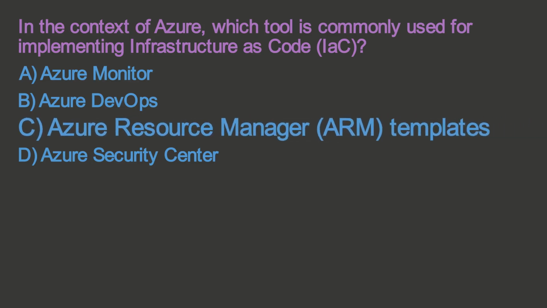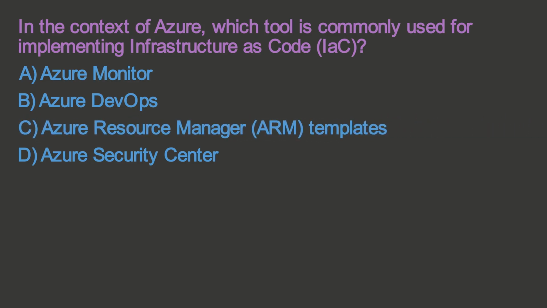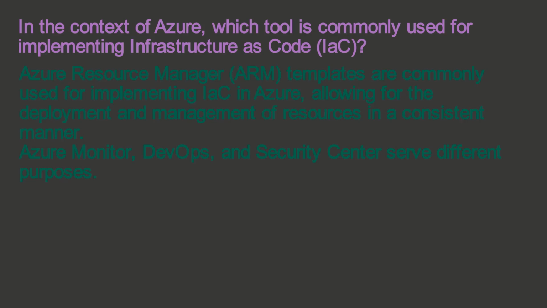The correct answer is C. Azure Resource Manager ARM templates are commonly used for implementing IaC in Azure, allowing for the deployment and management of resources in a consistent manner. Azure Monitor, DevOps, and Security Center serve different purposes.